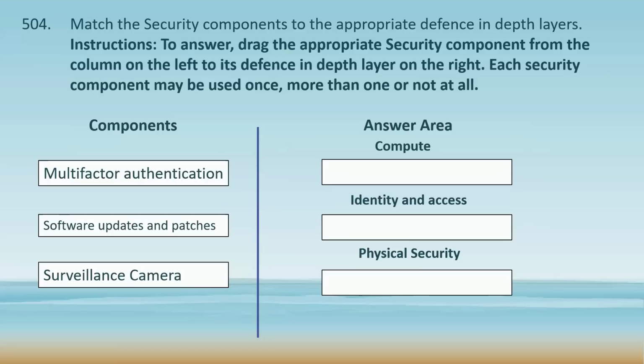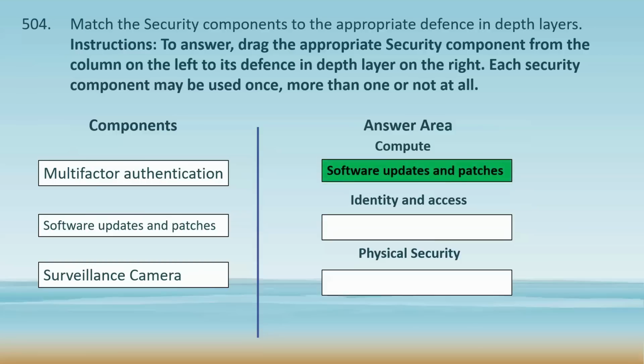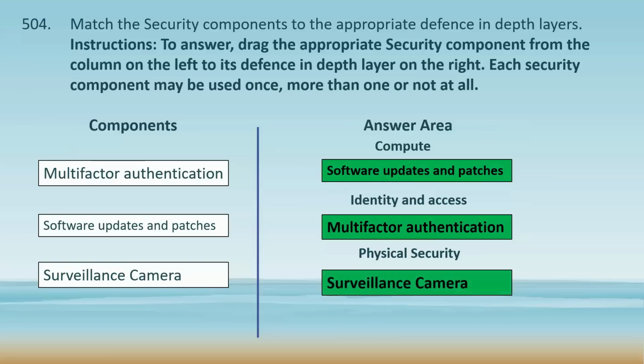So folks, the first part of the question is talking about compute. Now you need to keep software up to date, which ensures vulnerabilities in the computing environments are patched. And friends, the next part is talking about identity and access. Multi-factor authentication is used to verify user identity and prevent unauthorized access. And folks, finally, the third part is talking about physical security. And physical security measures like cameras protect data centers and infrastructure from unauthorized physical access.